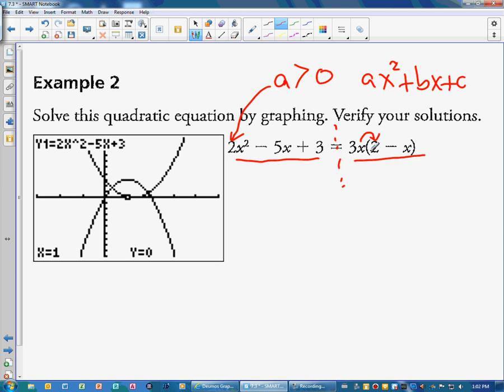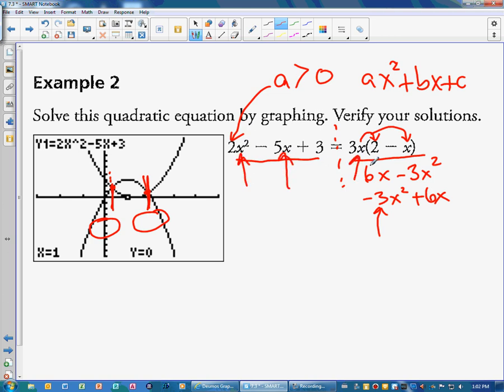So if I took this 3x and multiplied by 2, I'd have 6x. If I took this 3x and multiplied by negative x, I'd have negative 3x squared. Or I'd have negative 3x squared plus 6x. So hopefully now it makes more sense why the second graph opens down. So my solution, I'm still looking for x. And these two graphs intersect here and here. So what I'm interested in is what is the x value here and what's the x value here. Once I know these two x values, it means that I could plug them in for every single x, and it would make the left side equal the right side.